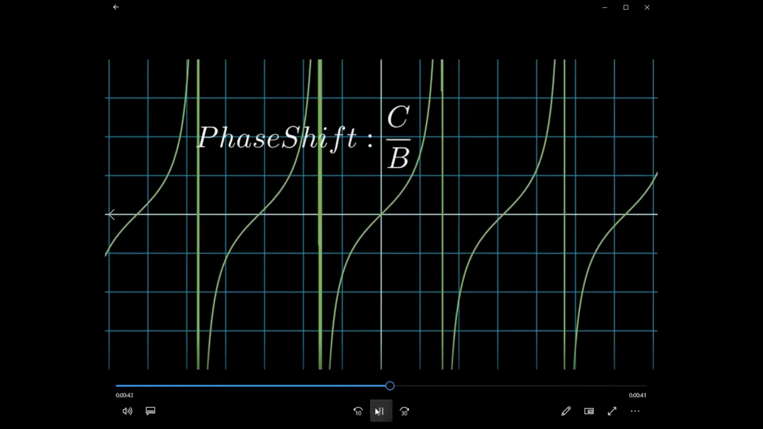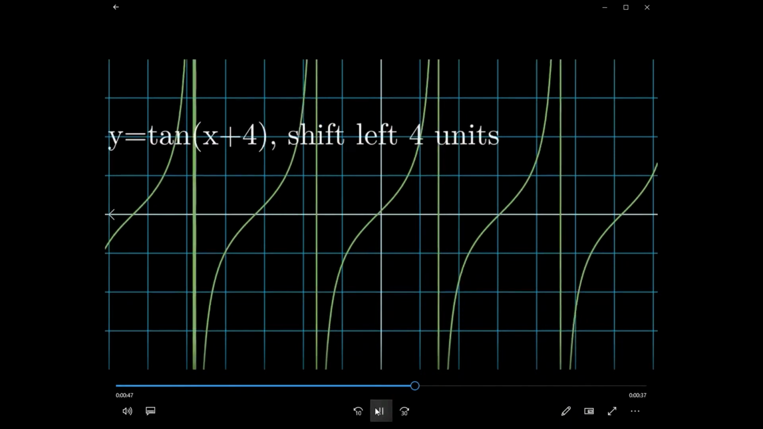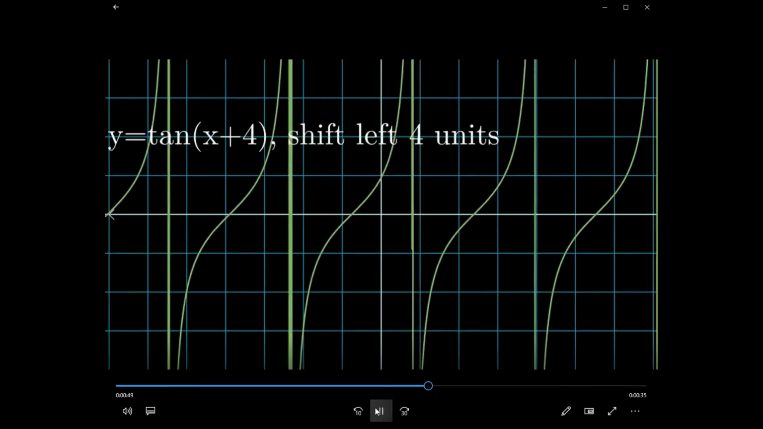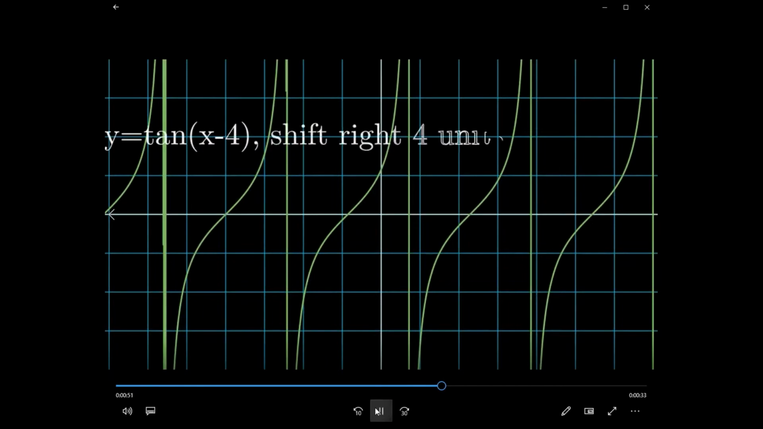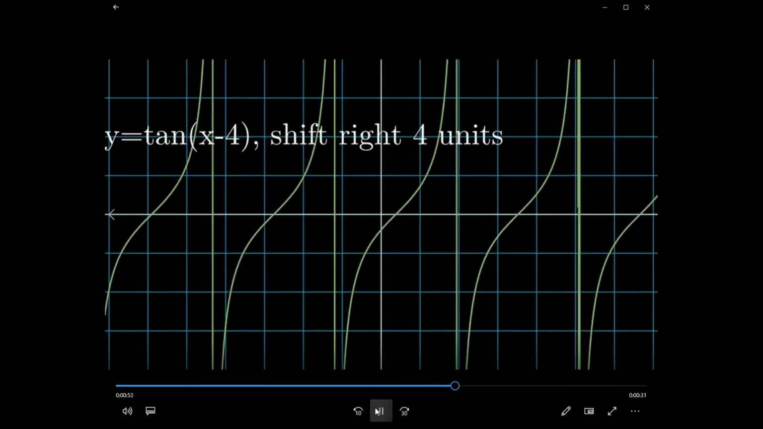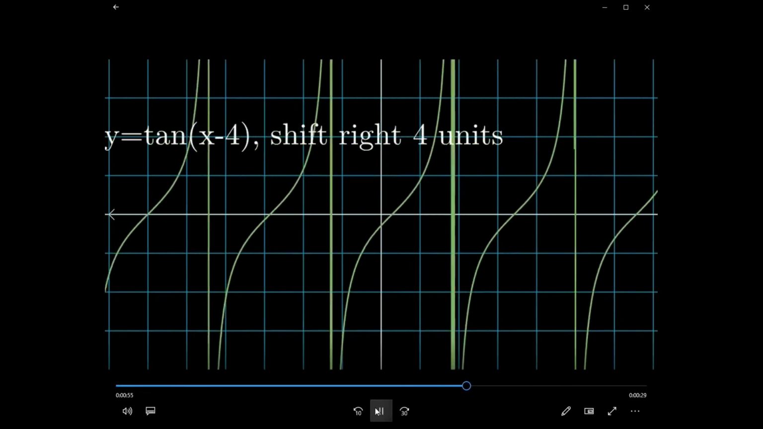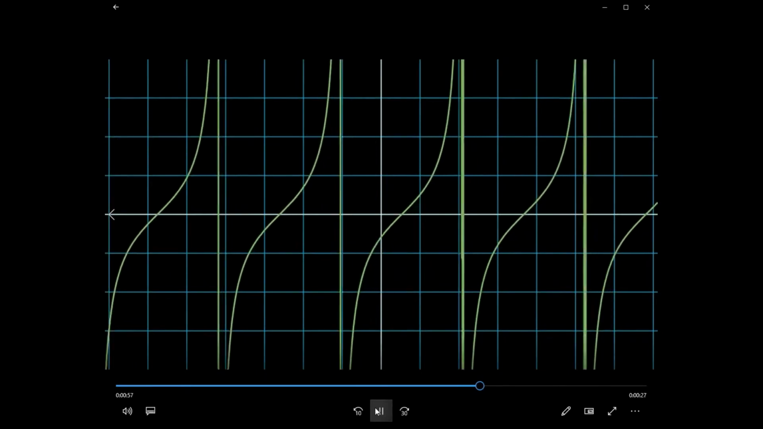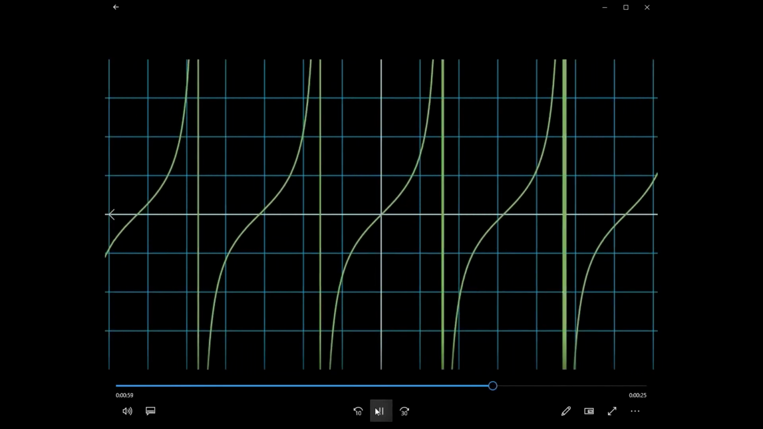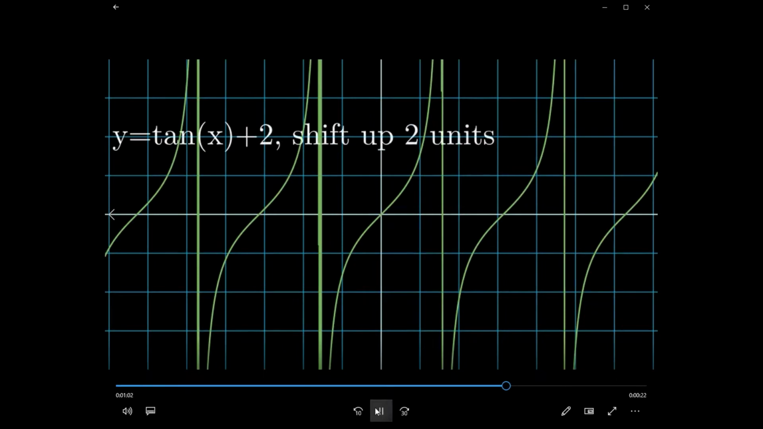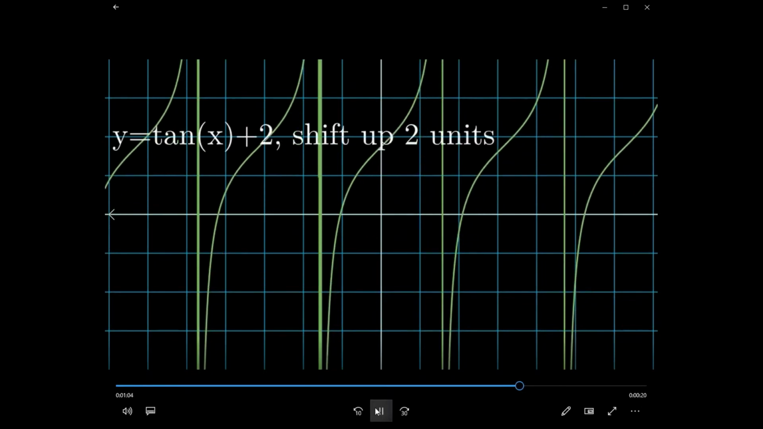Once again, for c, the ratio of c to b, in this case, b is going to be 1. So if c is greater than 0, we shift to the right. And if c is less than 0, we shift to the left. And again, we have to switch the operators here because the original tangent equation is a tan of bx minus c. So you need to shift the operators.